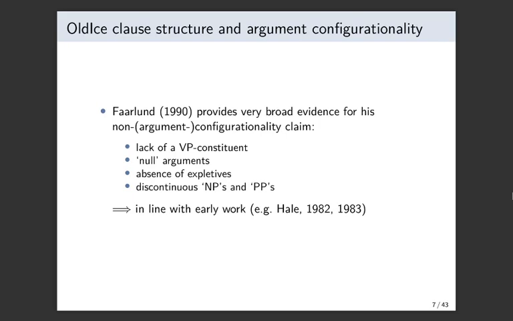Okay, so first let's look a little bit at the original claim by Faarlund. And he provides some very broad evidence for the non-argument configurationality claim, namely the lack of a VP constituent, the fact that Old Icelandic exhibits null arguments, the fact we have an absence of expletives, as well as discontinuous noun phrases and prepositional phrases, albeit rare examples of those. And this very broad evidence for the non-configurationality claim is in line with the early work on non-configurationality.